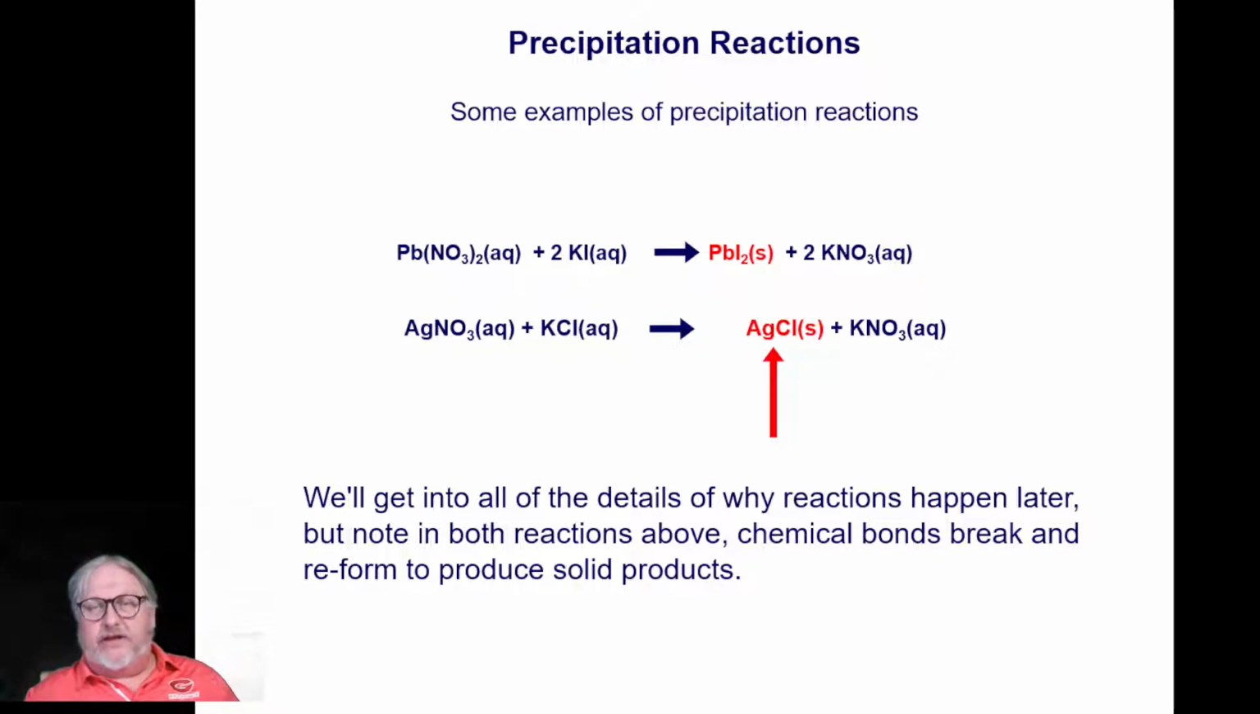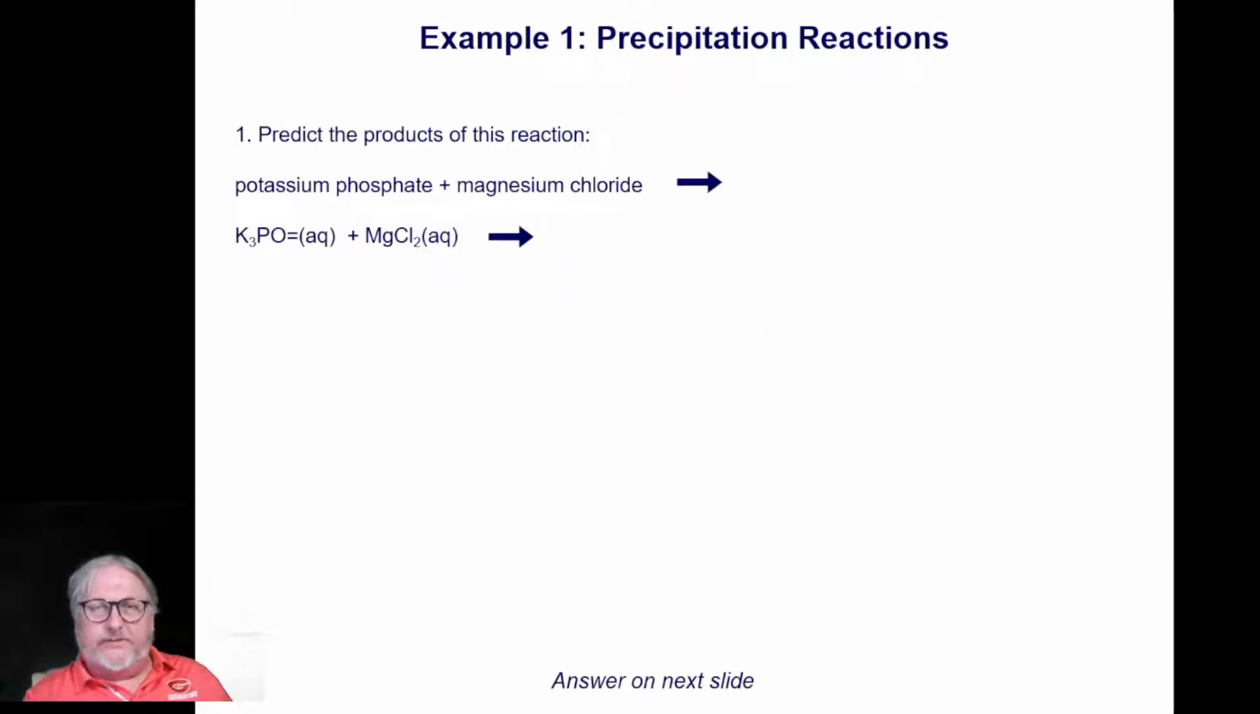Silver nitrate is soluble. Potassium chloride is soluble. But silver chloride is not soluble. It's going to fall out of solution, leaving potassium nitrate ions. So we're going to go into details of why these reactions happen later. But note, in both of the reactions above, the chemical bonds break and reform to produce solid products.